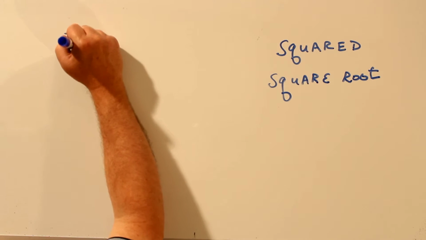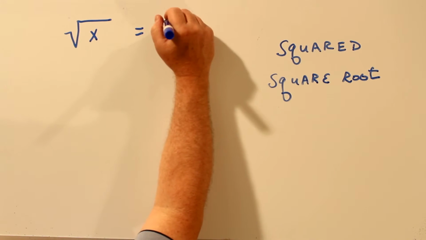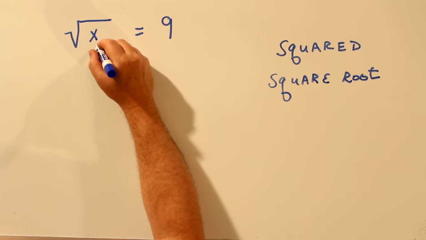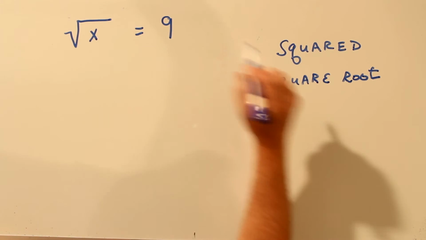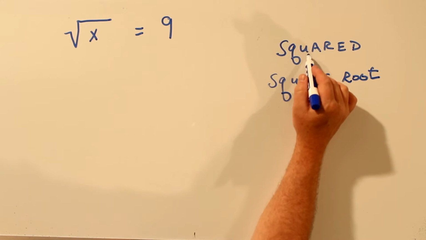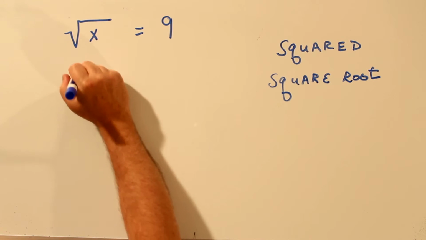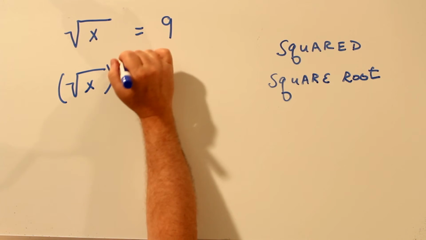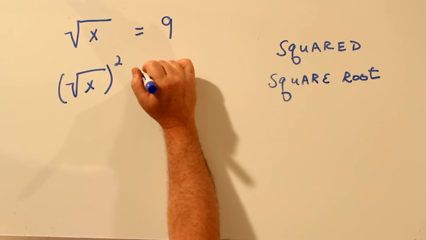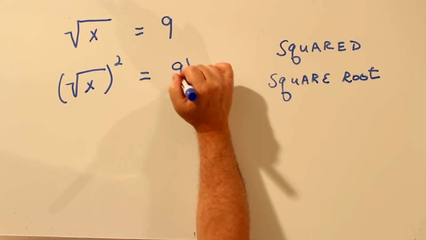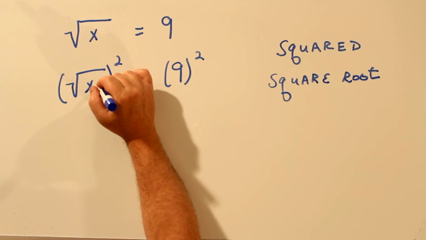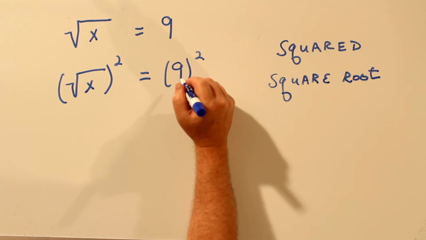Let's solve this equation. The square root of x equals 9. In order to get x by itself on this side of the equation, we have to undo the square root. Well, we undo the square root by squaring the number. So we have the square root of x squared. Now if we square this side of the equation, to keep the equation true, we've got to square this side of the equation. So the square root of x squared equals 9 squared.